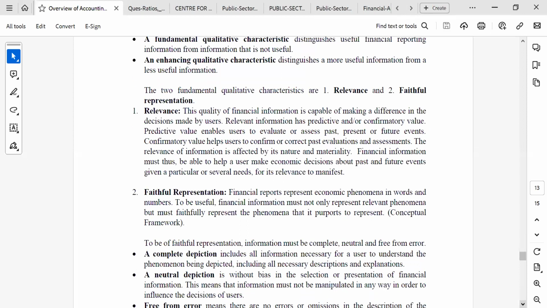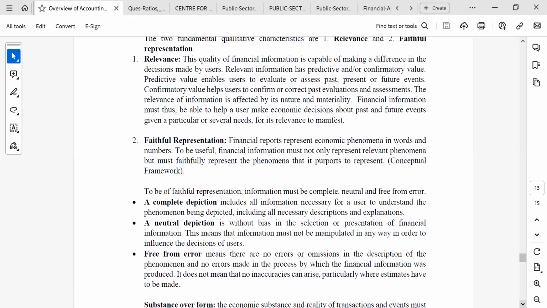Okay, free from error. We are not saying that the financial information should be error free. No, that's not what we are saying. We are not talking about 100% accuracy. But the error that will be there should not be something that can affect the economic decisions that the users are going to be making. The error should be minimized.